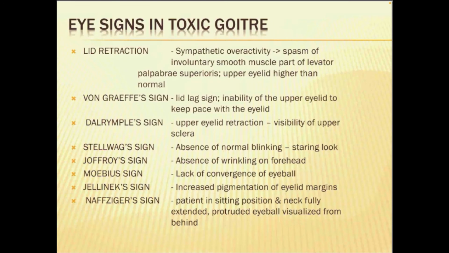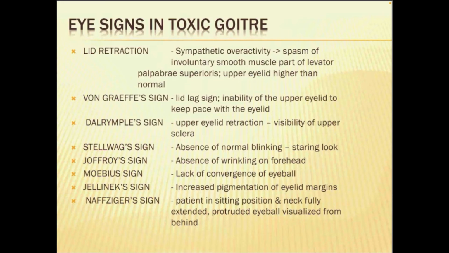So what are the eye signs that can be seen in hyperthyroidism? Lid retraction, Von Graefe sign, Dalrymple sign, Stellwag sign, Geoffroy sign, Mobius sign, Jellinek sign, and Naffziger sign. So lid retraction. Why does lid retraction occur in hyperthyroidism? Because of sympathetic overactivity.